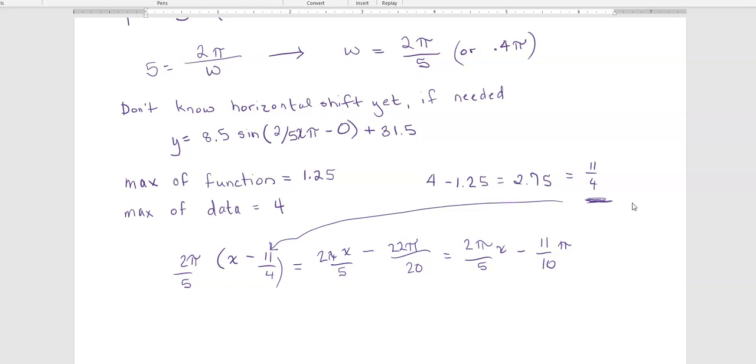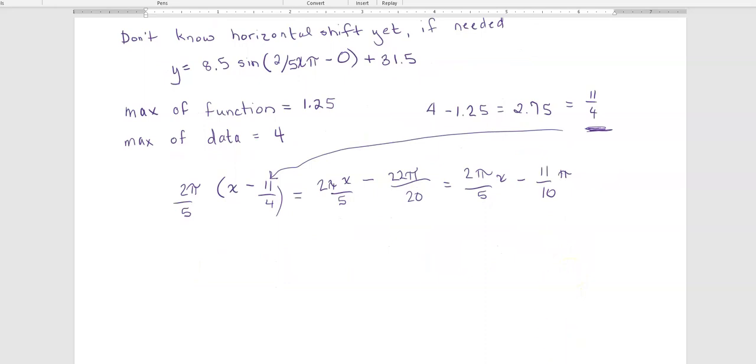So you're going to have the minus 11 tenths pi rather than 11 fourths. Okay, so you actually have to do the math here. And when you do that, you're going to find here's your horizontal shift.